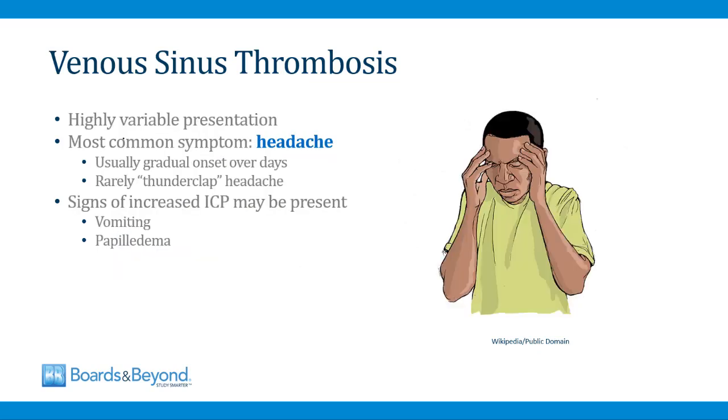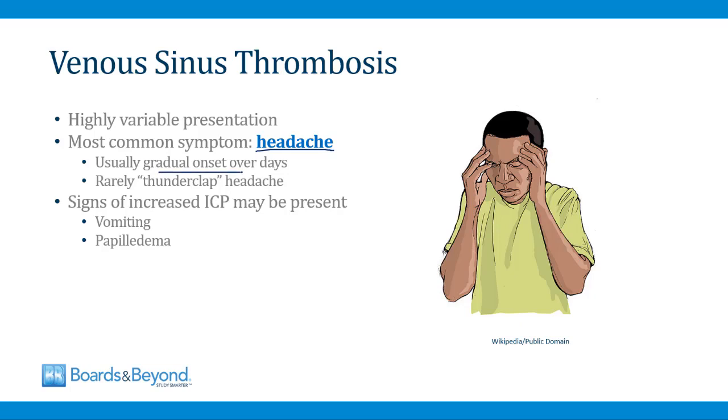In actual practice, the presentation of venous sinus thrombosis is highly variable, but the most common symptom is headache. That's because there's a thrombosis preventing blood from draining from the skull, and therefore there's a buildup of pressure behind the thrombosis. Usually the headache has a gradual onset over days.